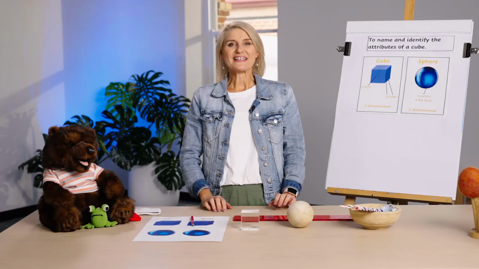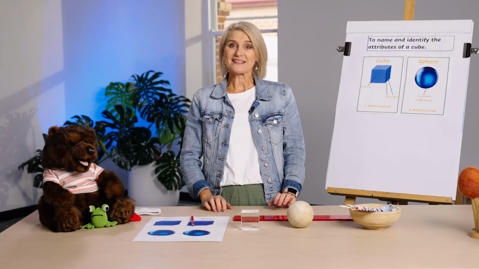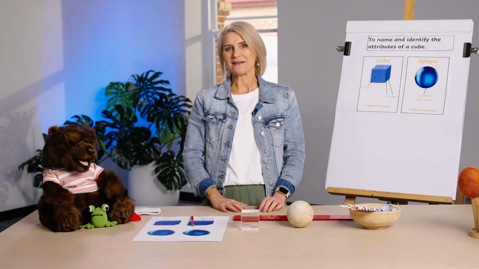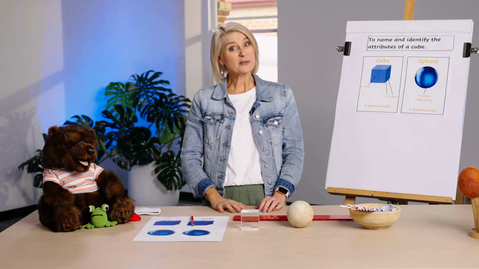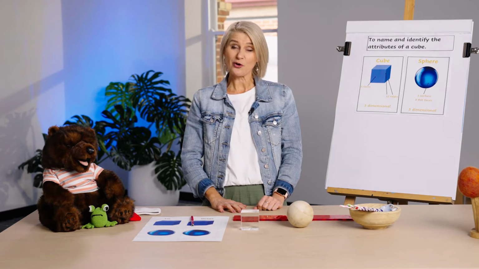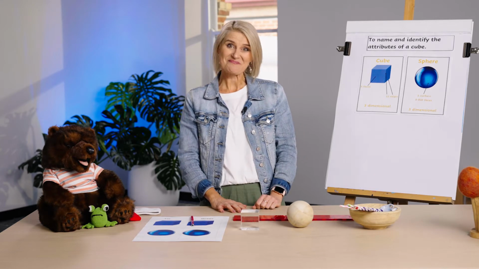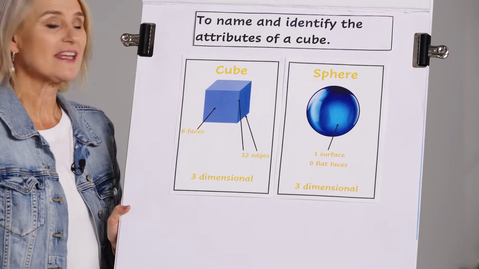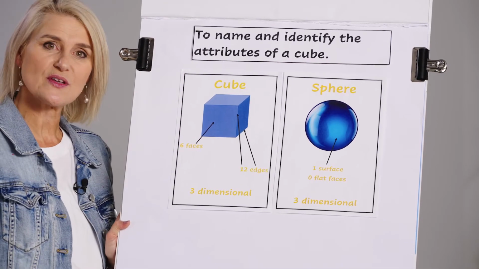If you joined us in our last lesson, you might remember that we worked very hard to make an amazing new wall for our friend Humpty. We used our knowledge of surfaces and faces to help build a very sturdy and safe wall for Humpty. I wonder, did you have a go at building your own wall or a tower at your house? How did you go? Our learning intention for today's lesson is to name and identify the attributes of a cube.